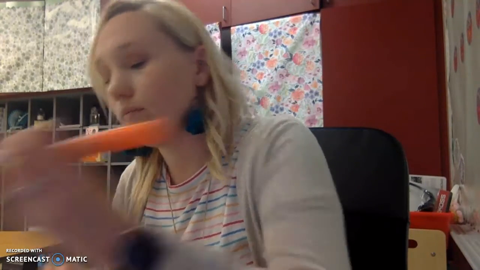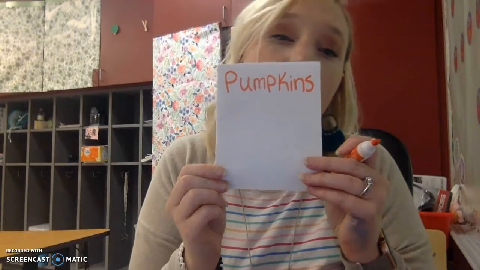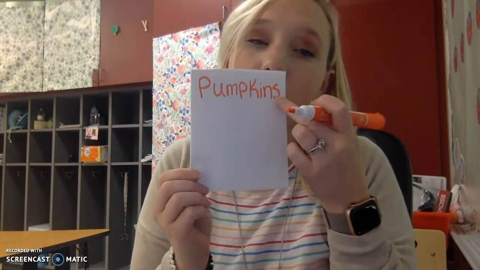All right, welcome back. So what we're going to do now is we have to do our cover, the front cover of our book. So remember, the front cover, we put the title. So the title of our book, since we're writing a book about pumpkins, is we're going to put Pumpkins. Here is my title. So you can write your title, Pumpkins.